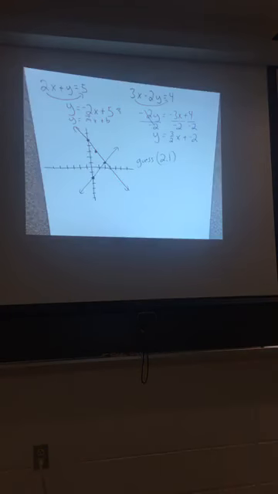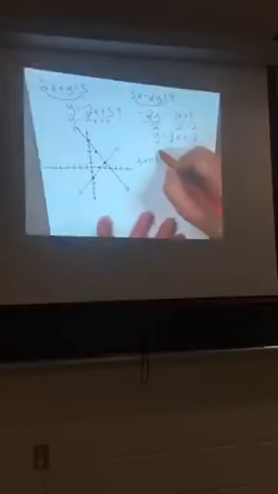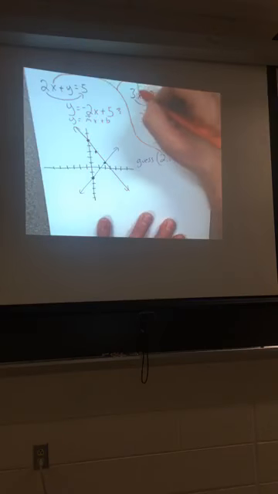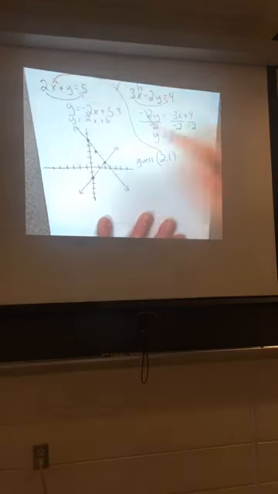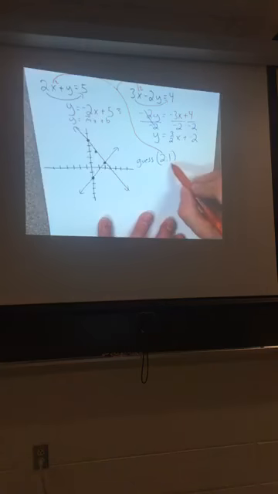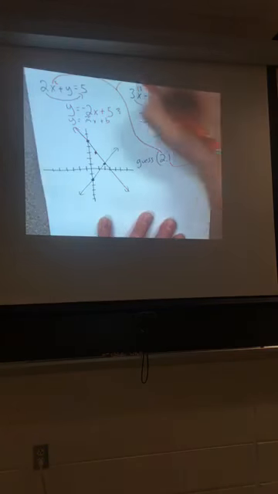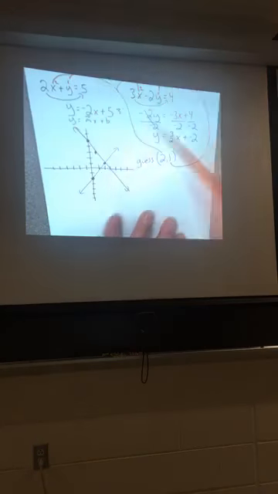Now, the way to find out if that's the exact answer, we're going to plug it in. So I'm going to take this orange, and I'm going to plug in 2 for all the x's. And I'm going to plug in 1 for all the y's. And we're going to see if it's true.